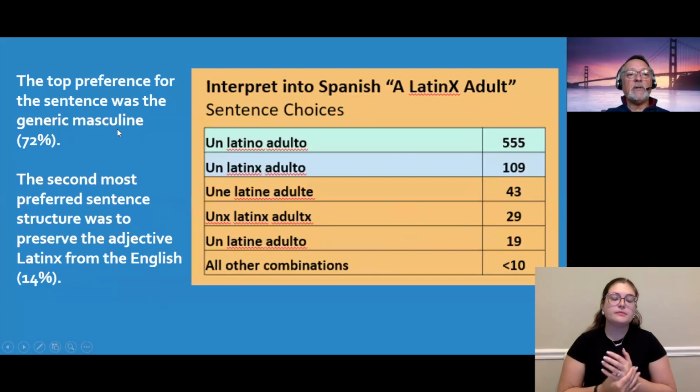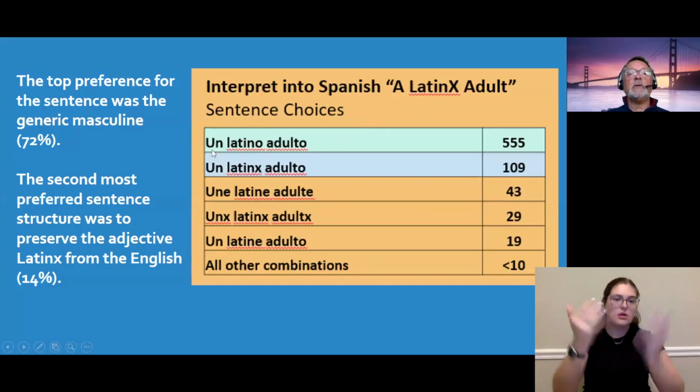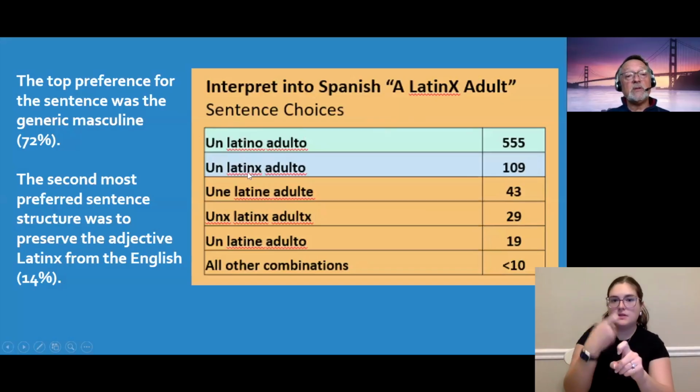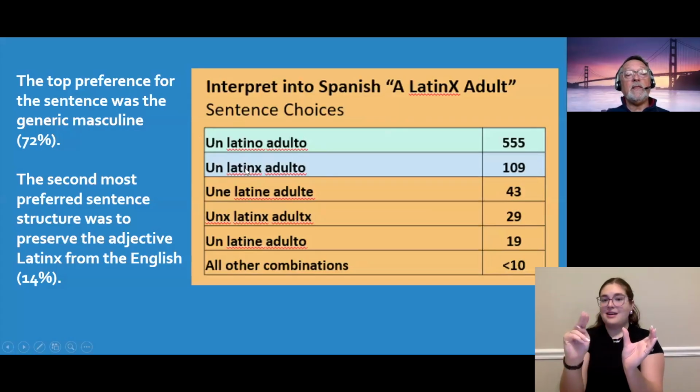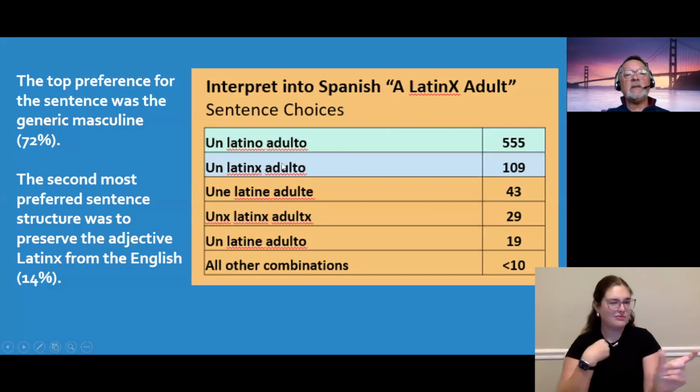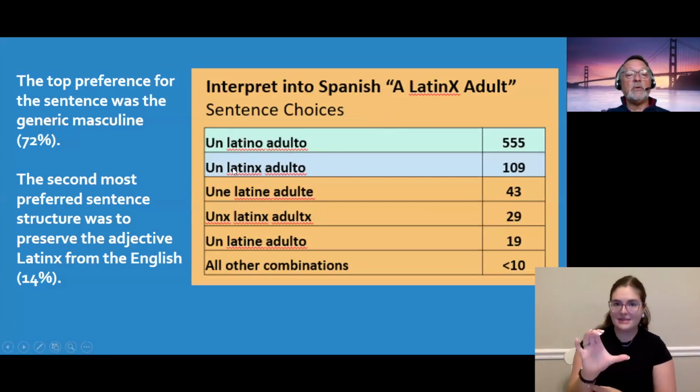So the top preference for the sentence Latin X adult again was the generic standard masculine in Spanish. But the second most chosen version was the generic masculine for the article and for the noun with the Latin X version for the adjective. So again, a mix of concordance, right? With masculine, masculine, and then the gender neutral adjective.